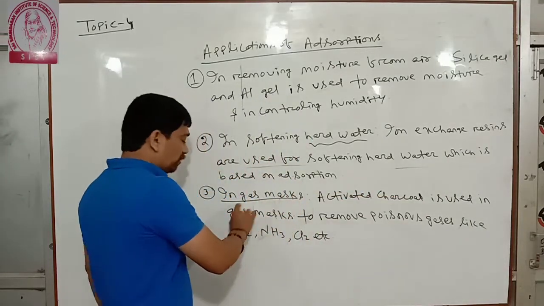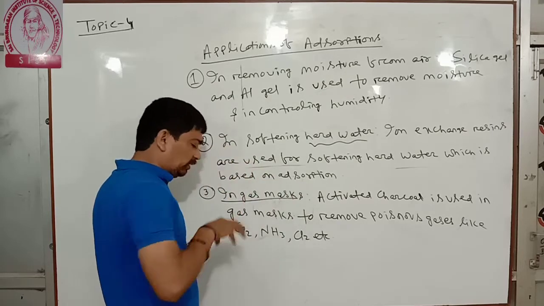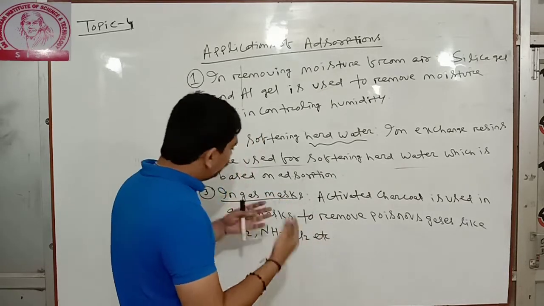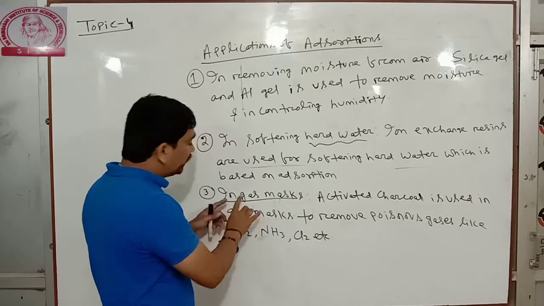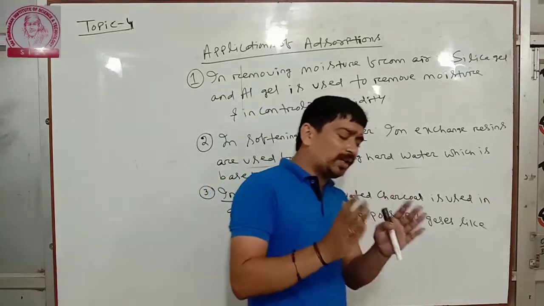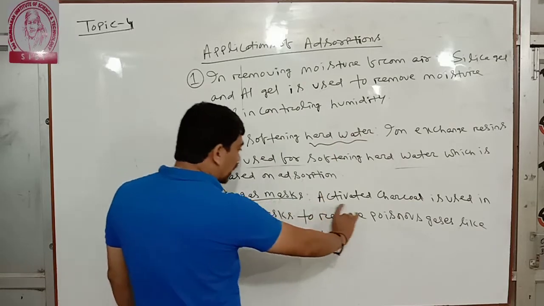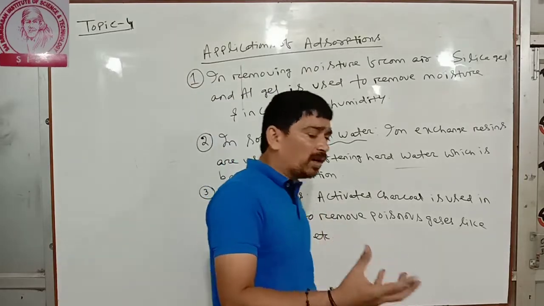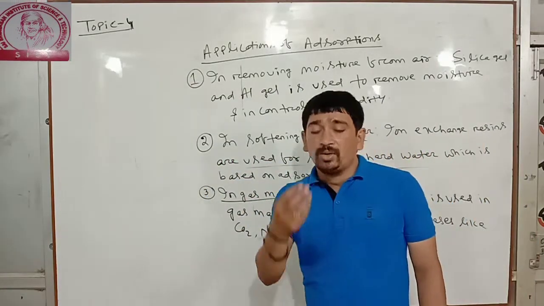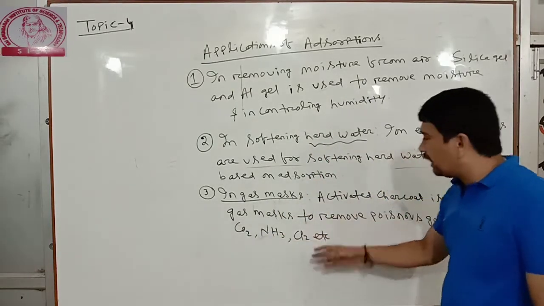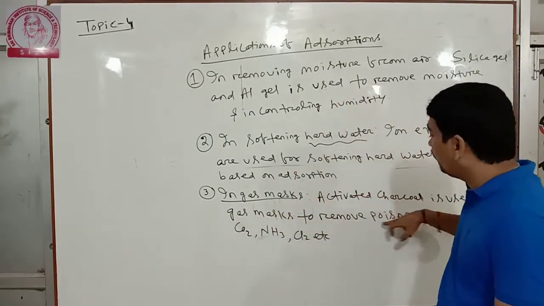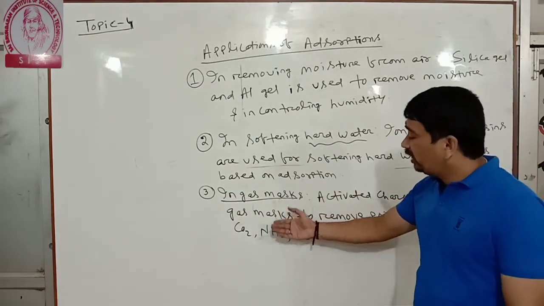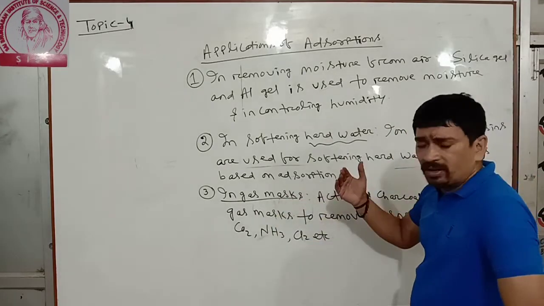So anybody working in the coal industry or any gas industry must wear the gas mask. Why must he wear it? Because activated charcoal is used in the gas mask. What is the function of activated charcoal? The poisonous gas particles get adsorbed on the surface of the activated charcoal used in the gas mask, so that he will breathe fresh air.